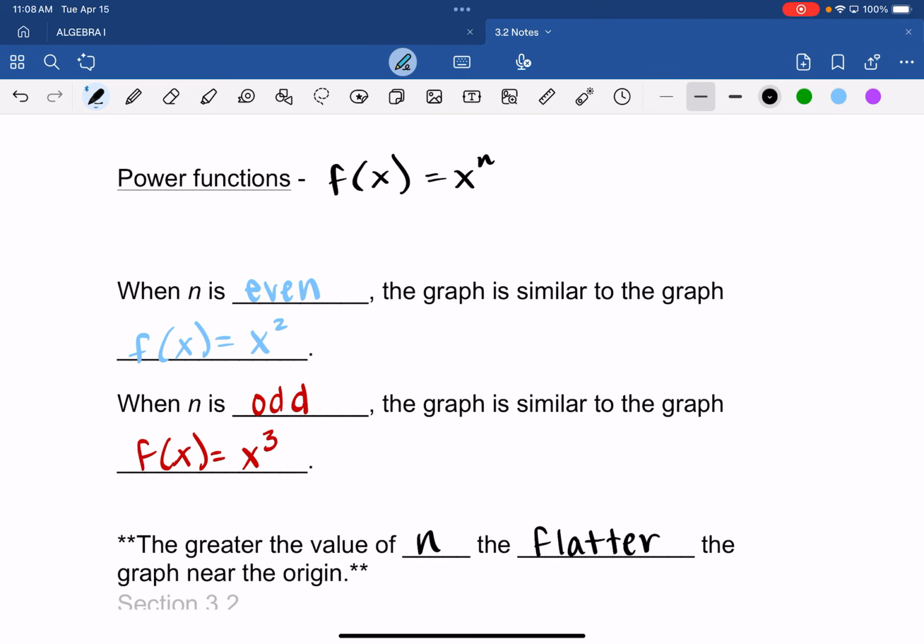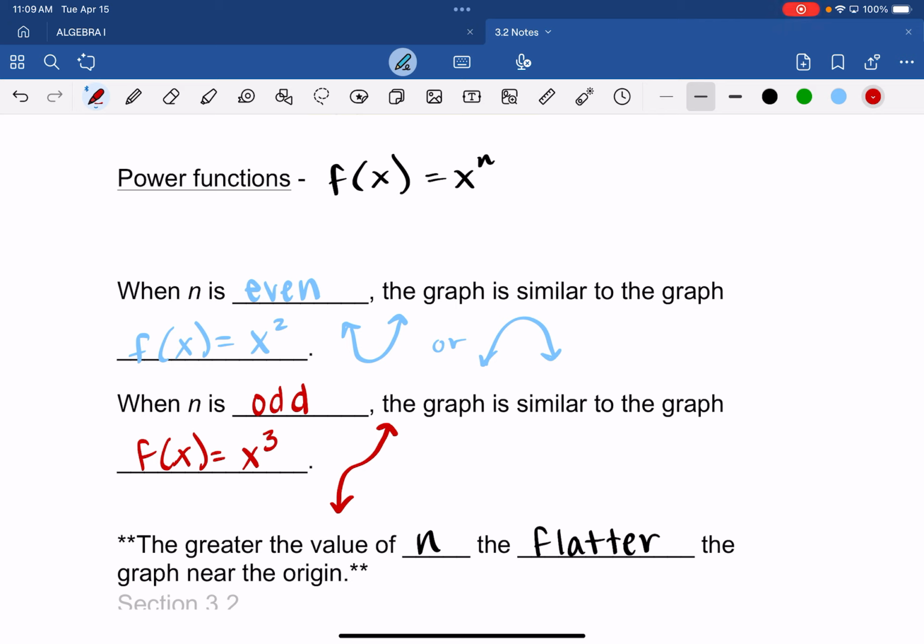So here's the little rule here. When N is even, when my exponent is even, the graph is going to be similar to x squared. Now we know what that looks like. x squared is our parabola, so it's this or that. So it's going to be similar to that. If my exponent is odd, so for example, it's going to be similar to x cubed, which we know looks like that. Again, we've talked about all this. None of this is new. We're just refreshing ourselves, all getting on the same page.